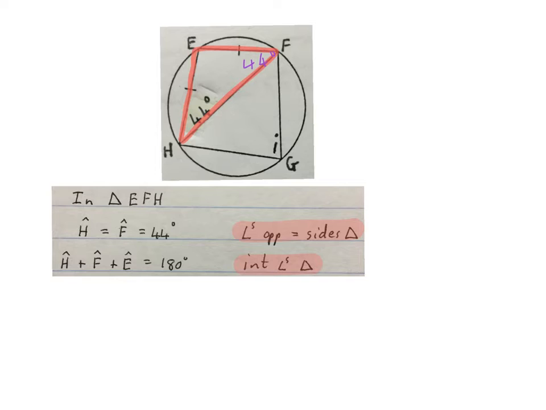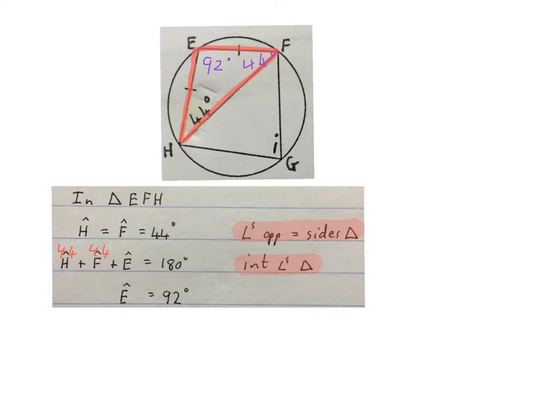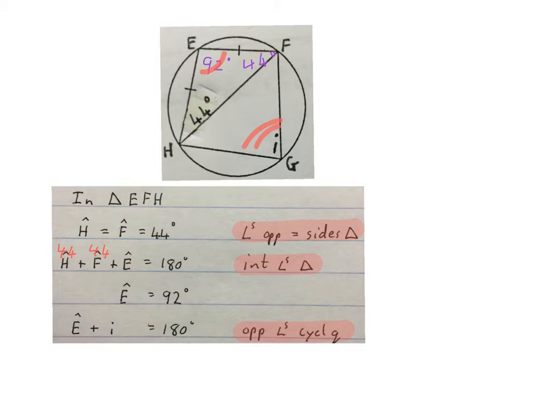Staying in the triangle, I say angle H plus angle F plus angle E will add up to 180 degrees, interior angles of a triangle. Because we know that H is 44 and F is 44, I just minus them from 180 and I get E equals to 92 degrees. And I write it in on my sketch. Then we know that I plus E will add up to 180 degrees, opposite angles of a cyclic quad. And we know that E is 92 degrees, so we can just minus it from the 180. We get the answer I equals to 88 degrees.